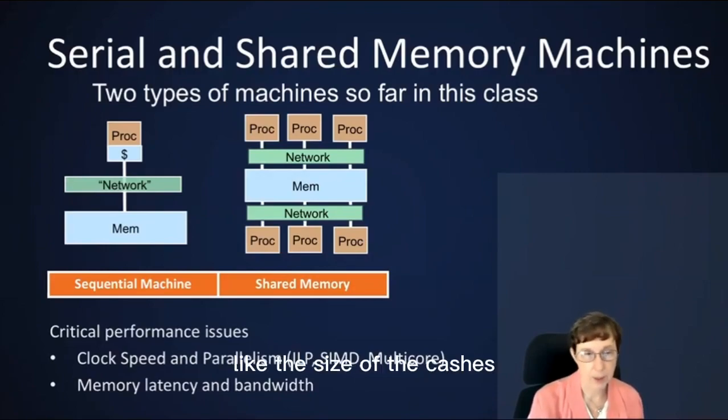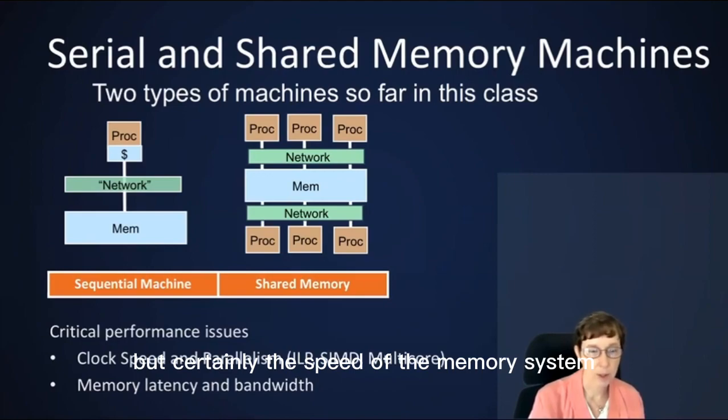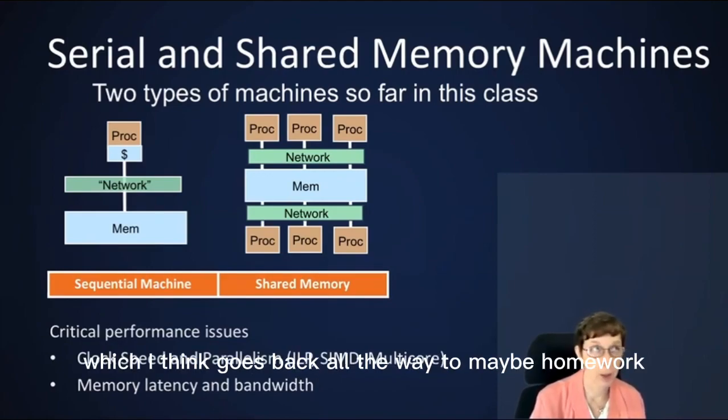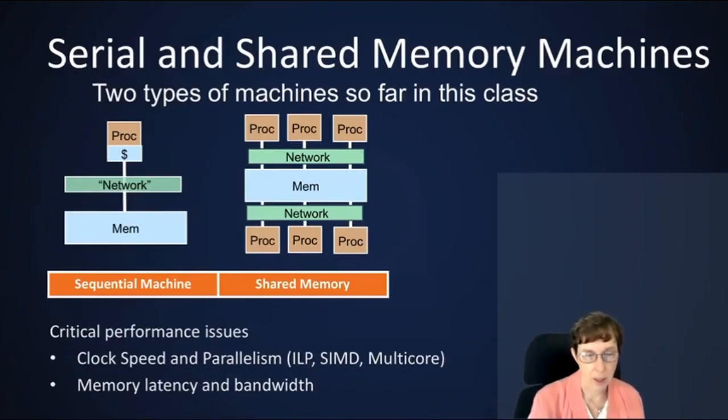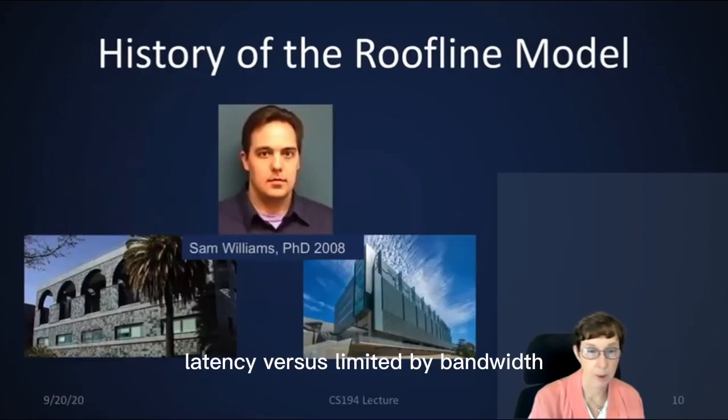Now, there are other things like the size of the caches that are also going to be important, but certainly the speed of the memory system, both the memory latency, which I think goes back all the way to maybe homework 1, where you were writing something where you're jumping around through an array, and the bandwidth can be very important. And we had a homework where you looked at that when you were looking at the disk utilization, the difference between something limited by latency versus limited by bandwidth.